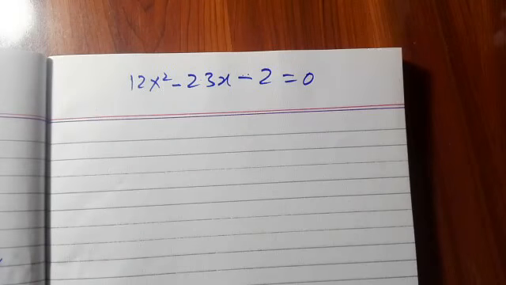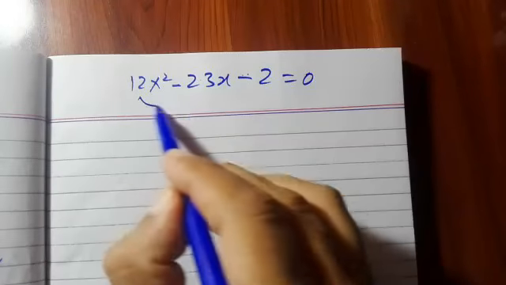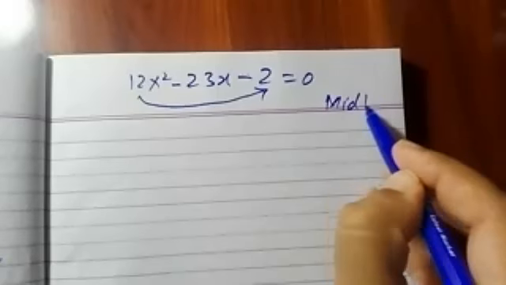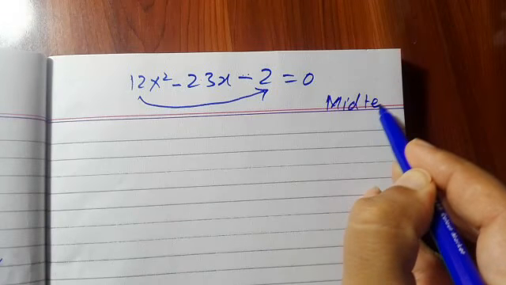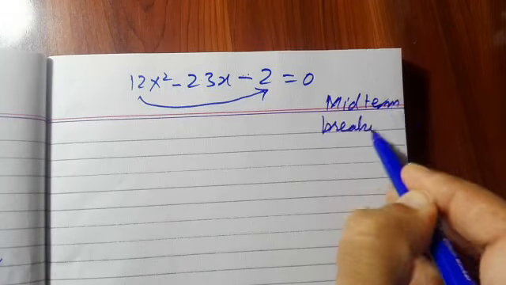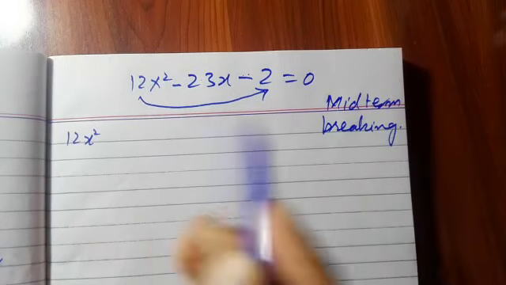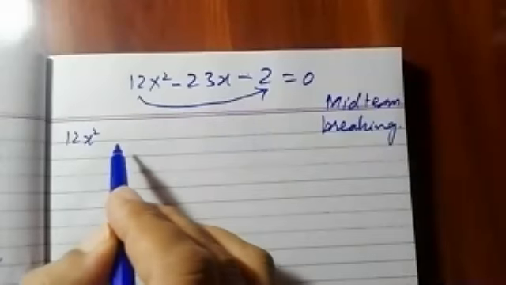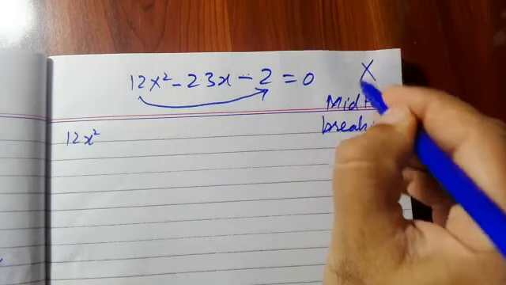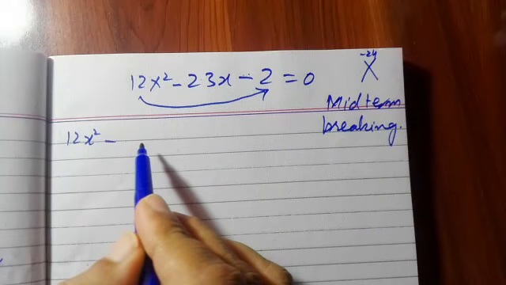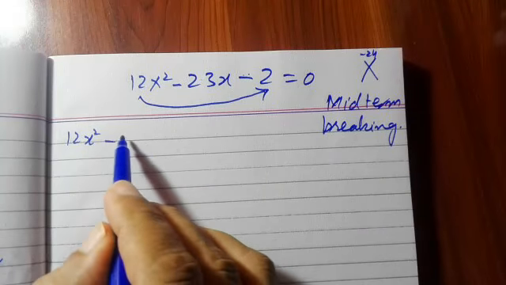So once you have formed it, what is required is that you will go for the midterm breaking and we will find the values of x. So midterm breaking, it will become 12x square, you need to make the factors of minus 24. So you will write it as minus 24x plus 1x minus 2 is equals to 0. So midterm breaking has been used.